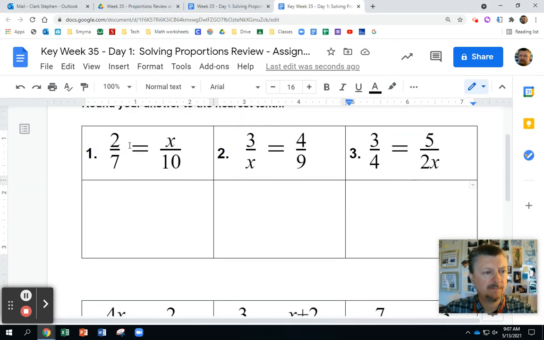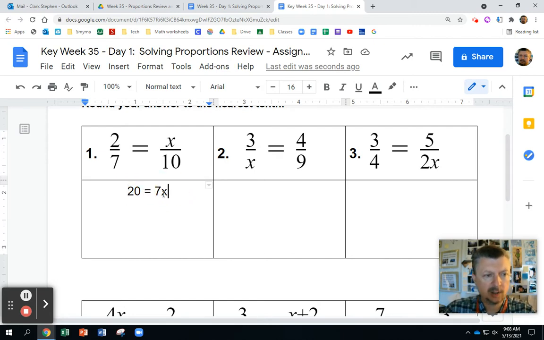So, first thing we're going to do on this one is cross multiply, number one. Now, remember when you cross multiply, you do 2 times 10. See, it's diagonally multiplying equals 7 times x, right? So 2 times 10 is 20. And 7 times x is just 7x, because 7x means 7 times x. All right, so we have 20 equals 7x here.